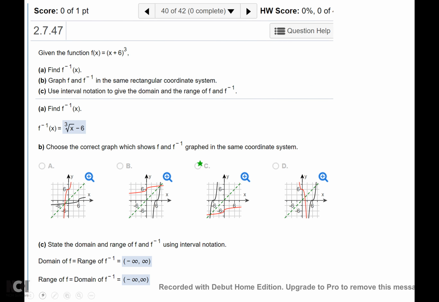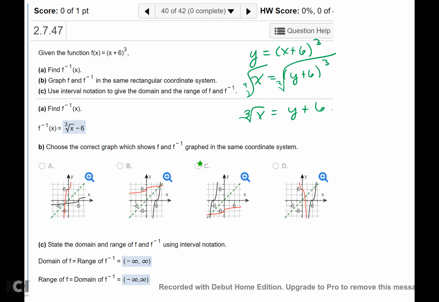All right, so 40, it says, given the function f of x equals (x plus 6) cubed, they want me to find the inverse. So I have y equals (x plus 6) cubed, switch x and y, so I have x equals (y plus 6) cubed. Get y alone, so I'm going to take the cube root of both sides. That gives me the cube root of x equals y plus 6, so to get y alone, minus 6, and the inverse function of x is the cube root of x minus 6.